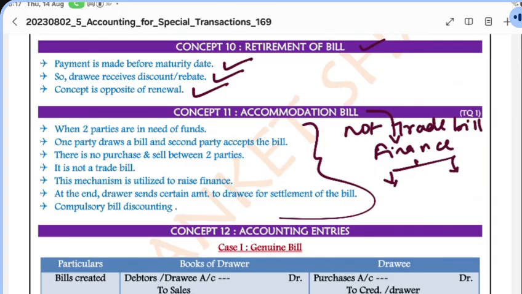What does it say? It is a tool to get finance, but it is not a trade bill. There is no trading involved here, so that is why it is called accommodation bill. Perfect, 100%. Oh, you don't have any doubt? Nothing. Right? Okay, so now.